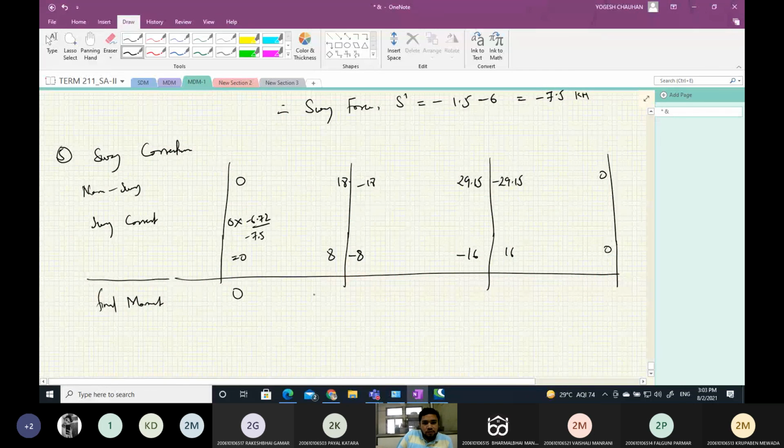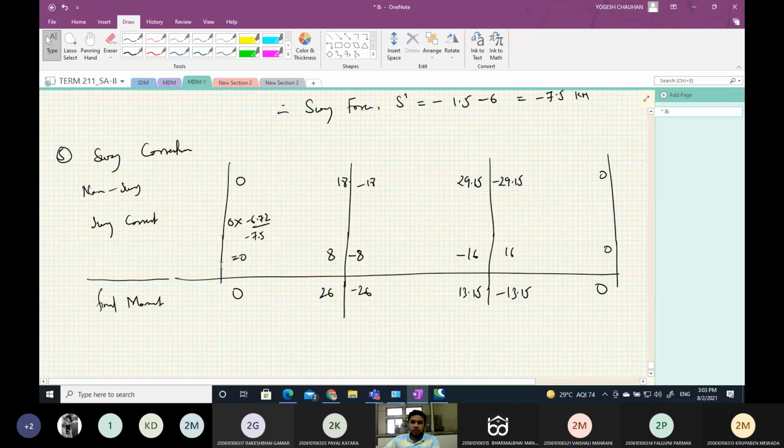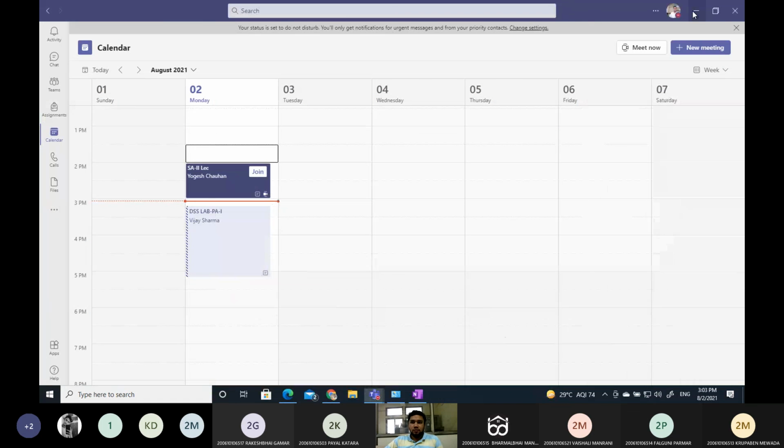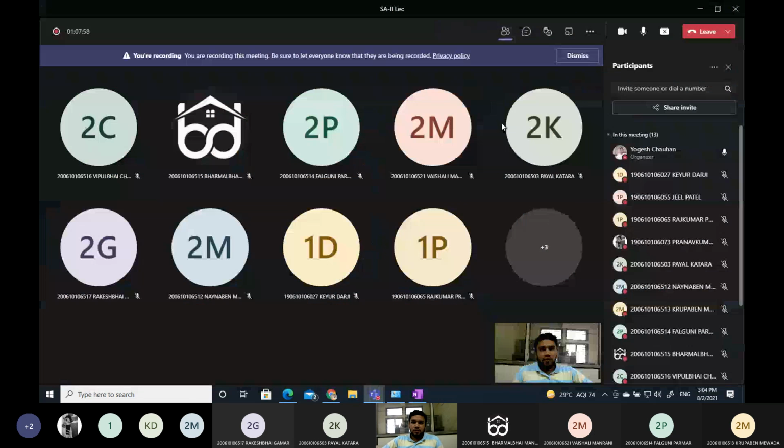So your final moments will be 0 here, 26 here, minus 26 here. This will be 13.15, and this will be minus 13.15 and 0. So this is how you can do the sway corrections. If you have any doubt, we can discuss now. So with this, your first unit of the syllabus is over.